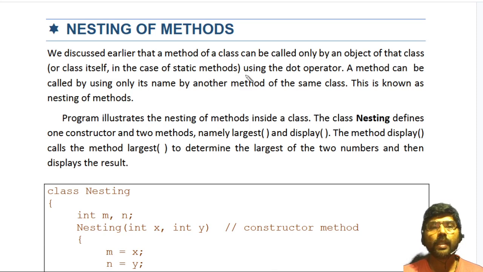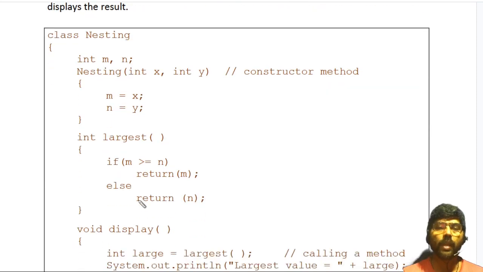Now here I have written one program that illustrates the nesting of methods inside a class. Here I have used two methods, largest and display, and this largest method is called in the display directly. For example, see here I have one class called nesting which will accept two parameters n and m of type int. I have one constructor for initializing these n and m values.